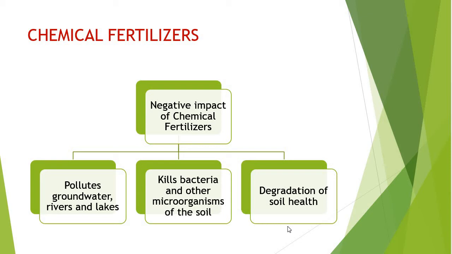Now you know that Punjab was the first state which used this chemical fertilizer and modern method of farming. And because of these negative impacts, what happened is now Punjab has to use more and more amount of chemical fertilizers to maintain their output. If they will not use more amount of chemical fertilizers, since the microorganisms of the soil are already dead, they will not be able to increase their output. They will have lesser amount of agricultural output.